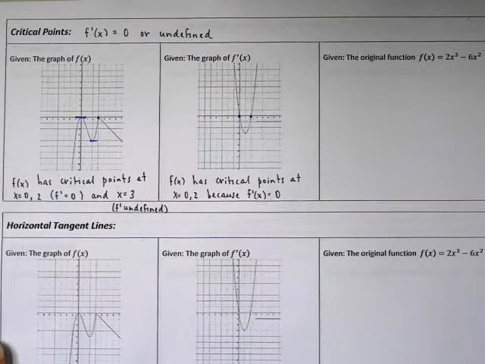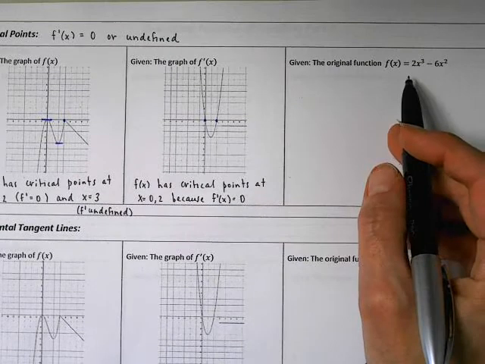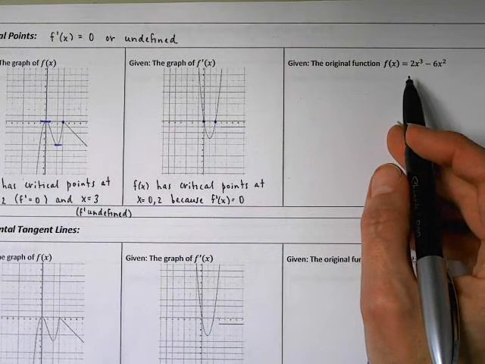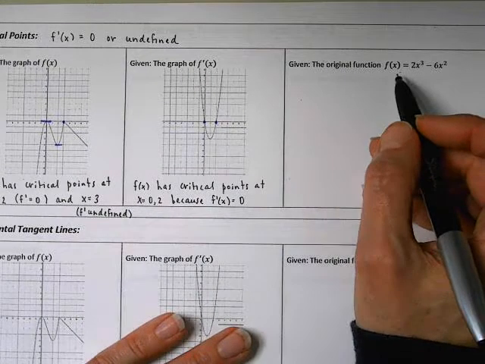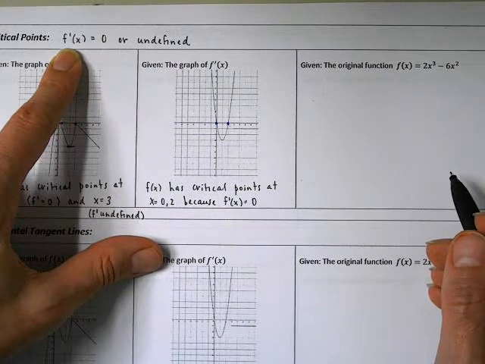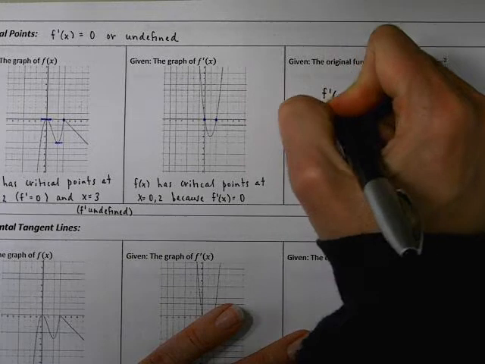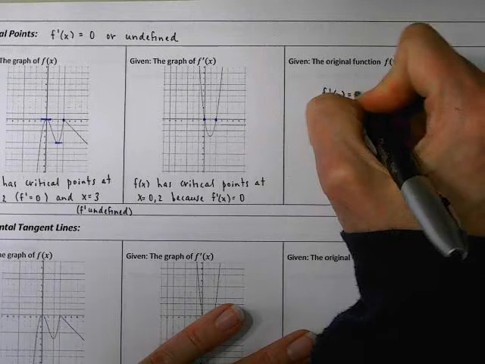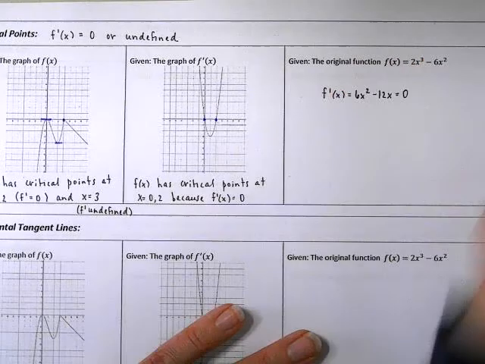Now, if we have a function, the work we already did to find where we were increasing and decreasing is the same work. We actually already found critical points. We said our critical points are where f prime of x is equal to 0 or undefined. So our derivative here is going to be f prime of x equals 6x squared minus 12x, and we would set that equal to 0.